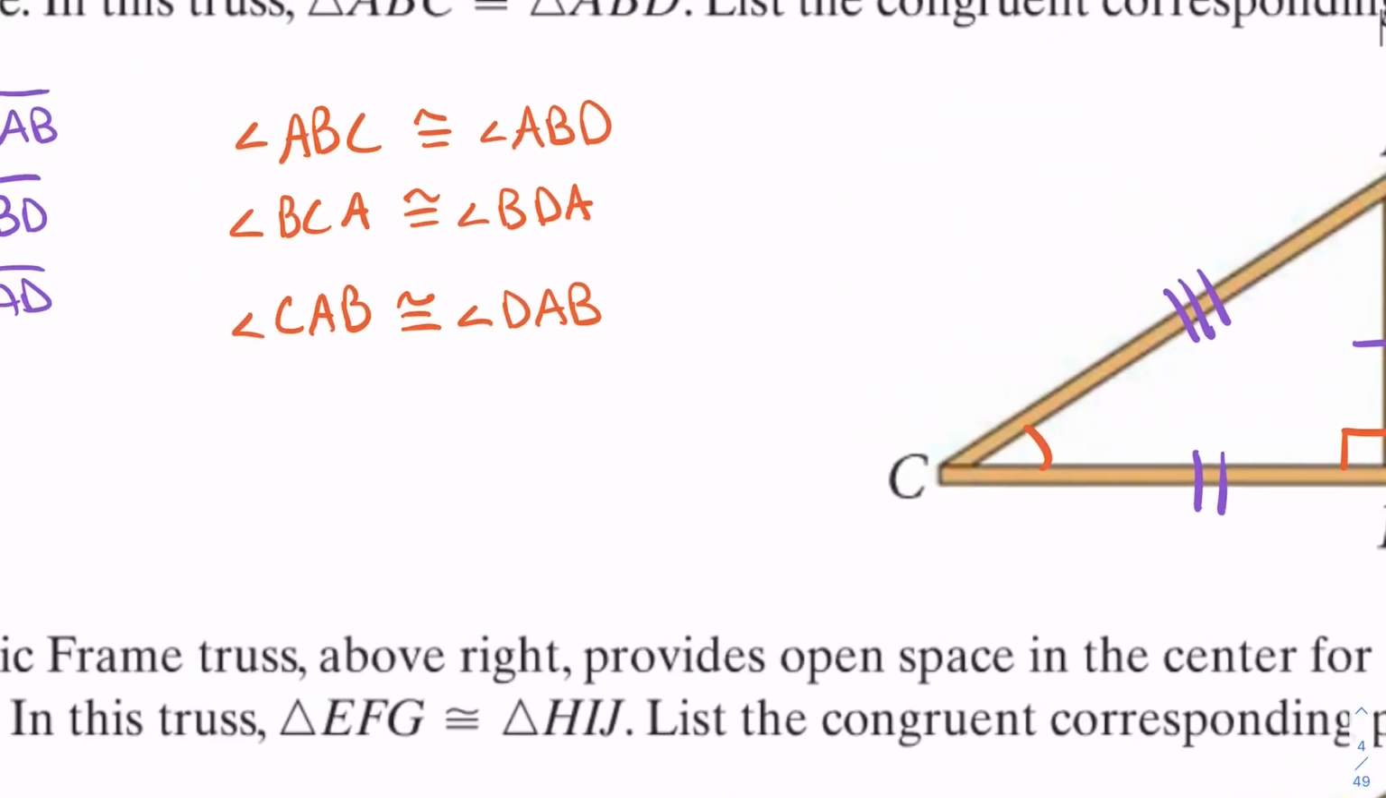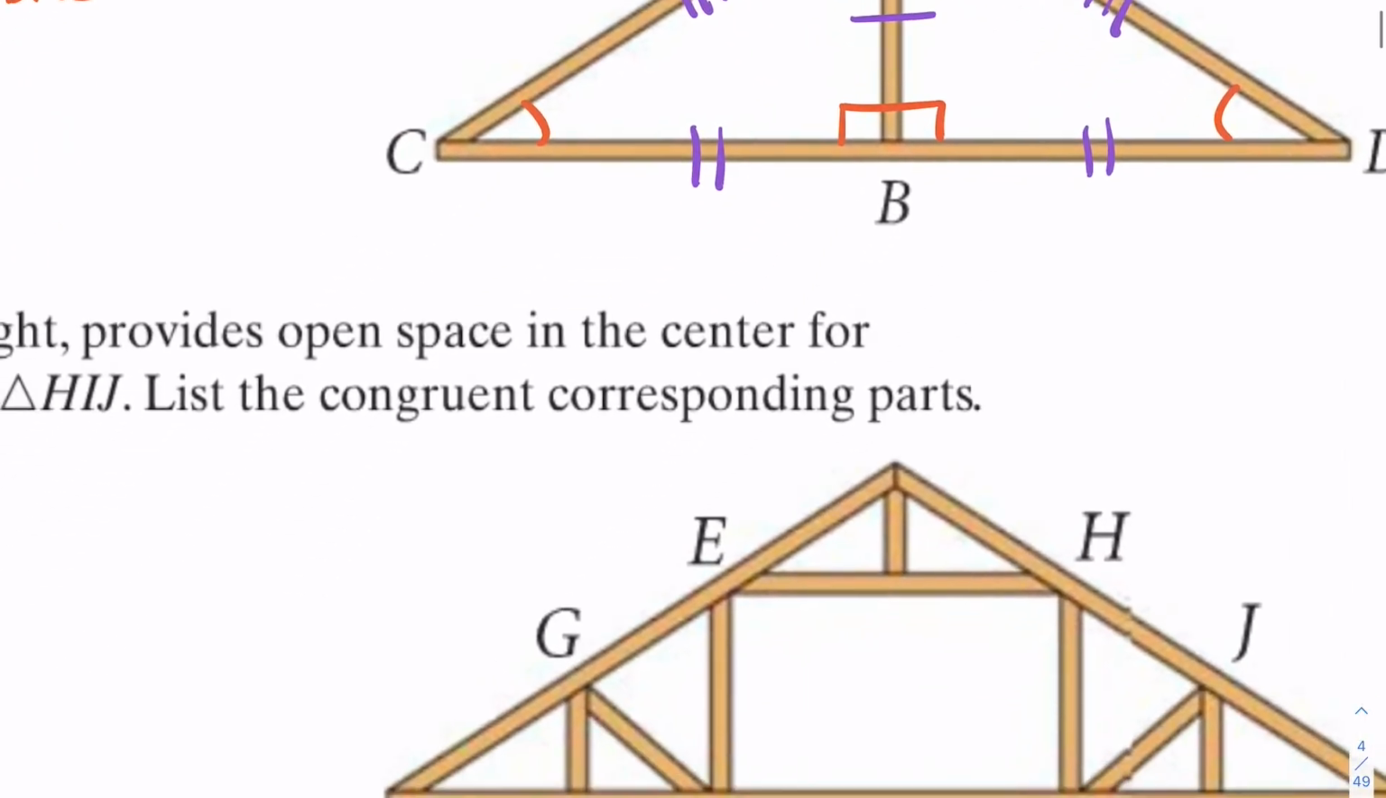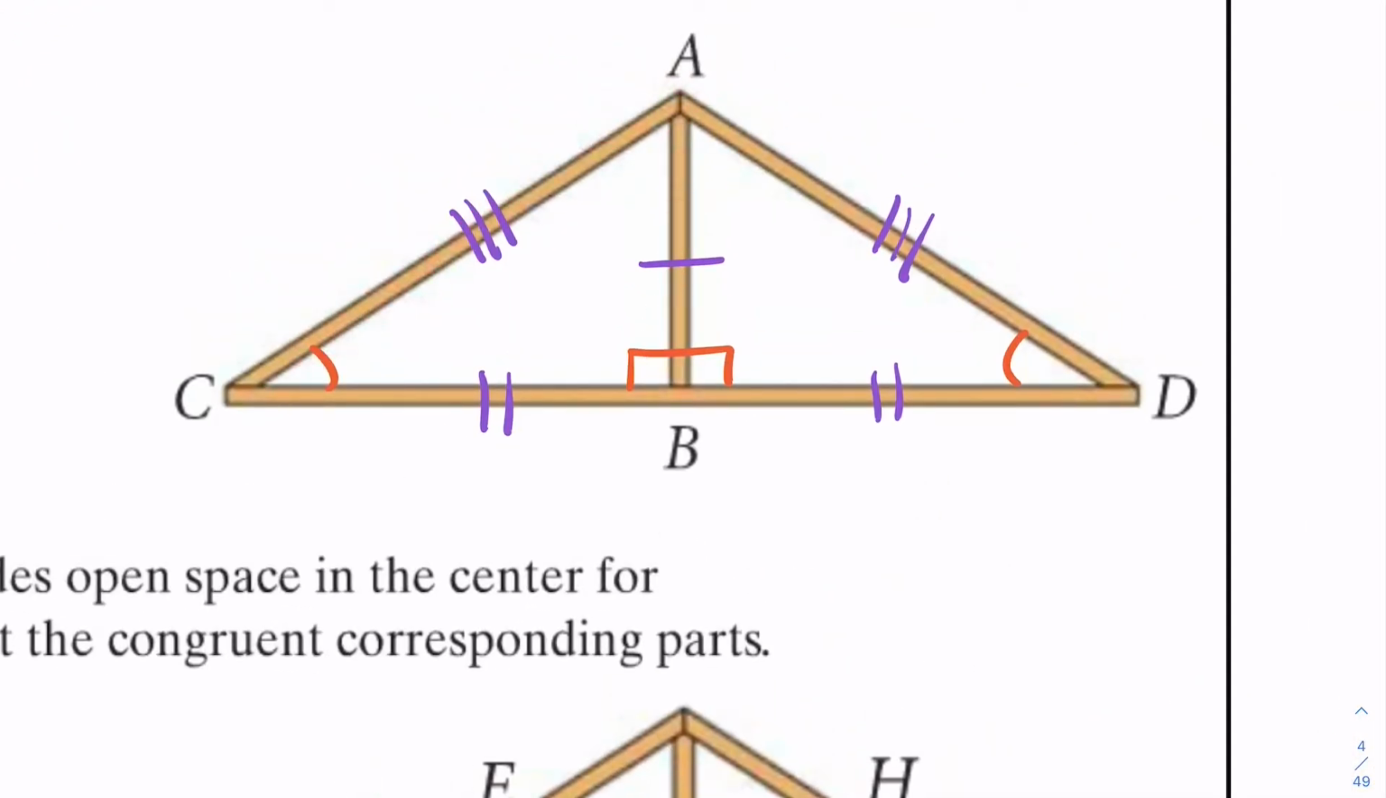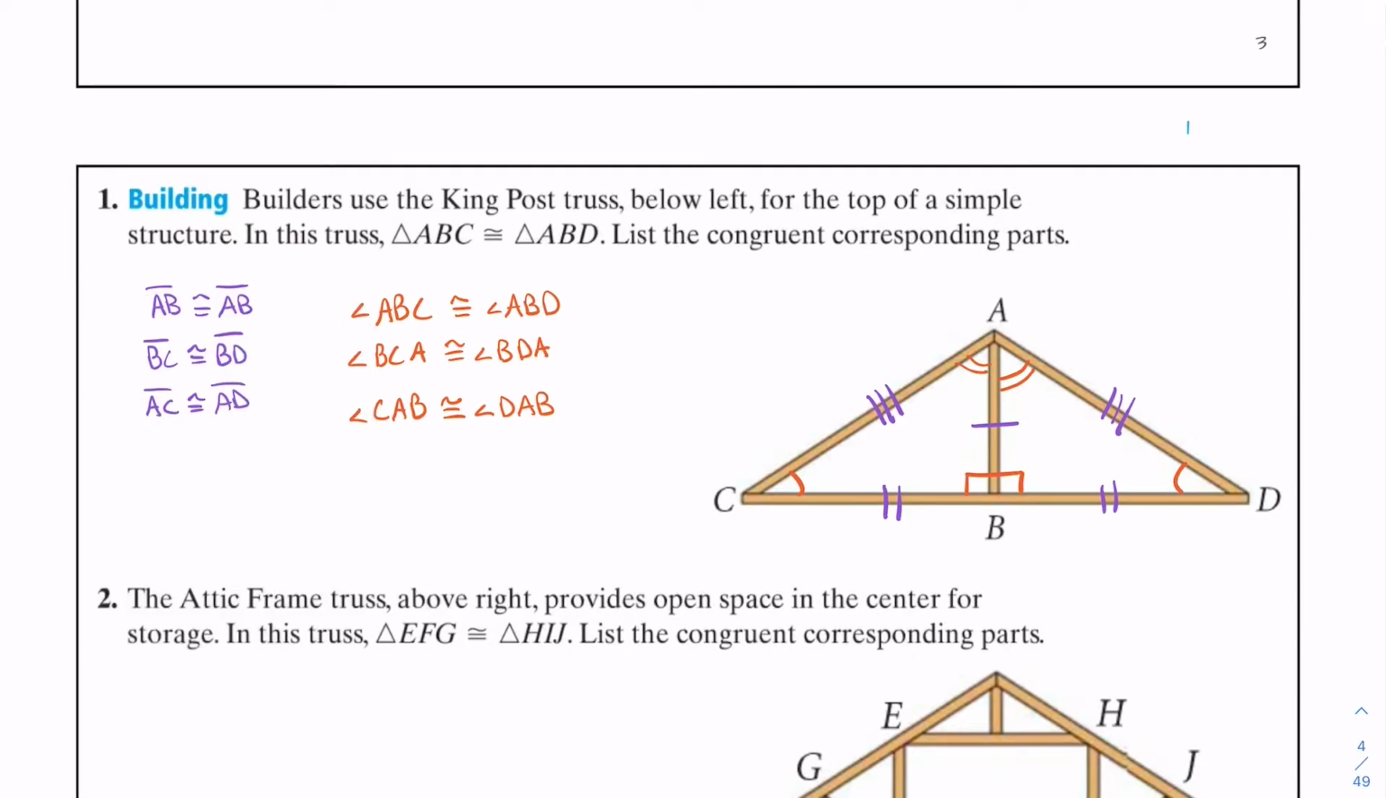And then the last one is CAB, which is over here. So CAB and DAB. So that gives me the 2 that I need right here. Okay, and those are the exact triangles. Those are the corresponding parts, the congruent corresponding parts.